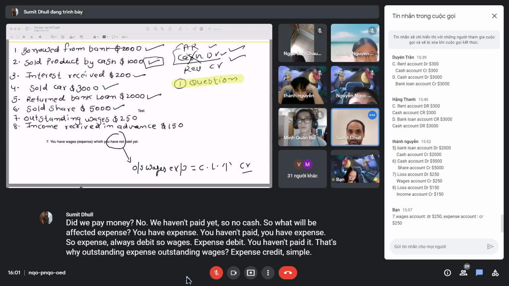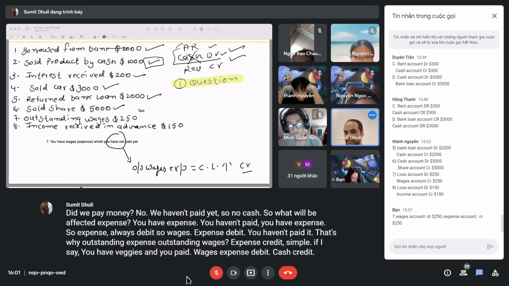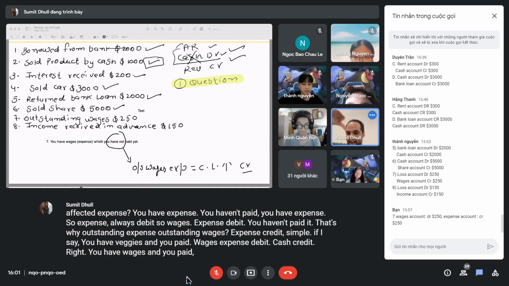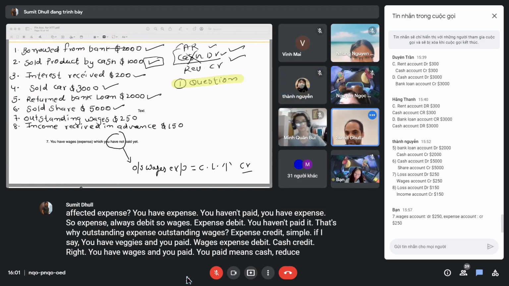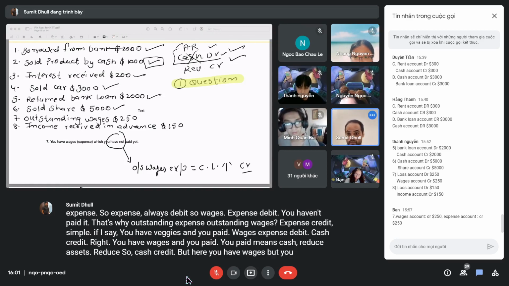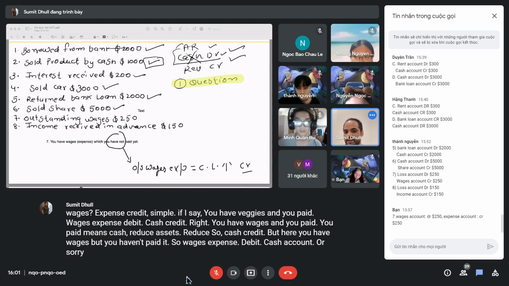If I say you have wages and you paid, wages expense debit, cash credit, right? You paid means cash reduces, assets reduce, so cash credit. But here you have wages, but you haven't paid it. So wages expense debit, and outstanding wages credit.